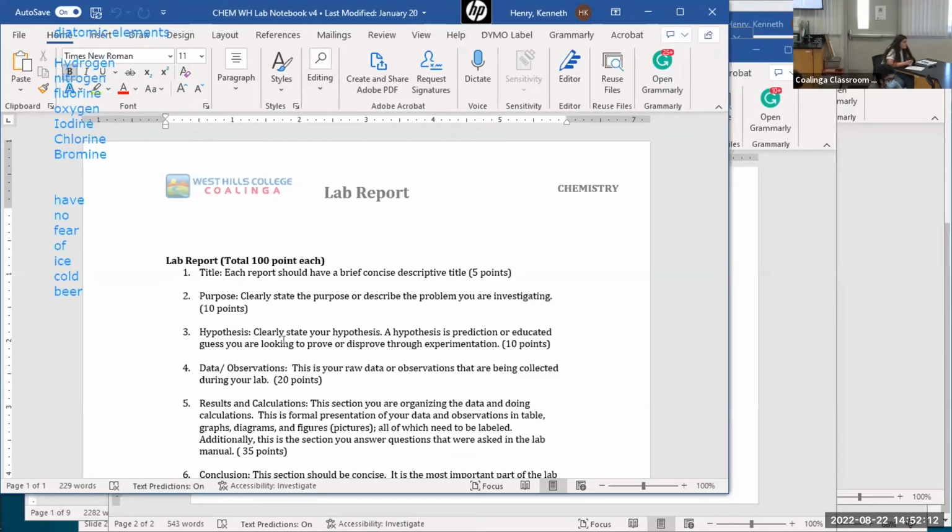Is it also typed? Yes, results should be typed. So the data part is the only part that doesn't have to be typed. The results need to be typed. The tables, every one of your tables should be labeled. They should have a little diagram or a little commentary of what I'm looking at. Right?